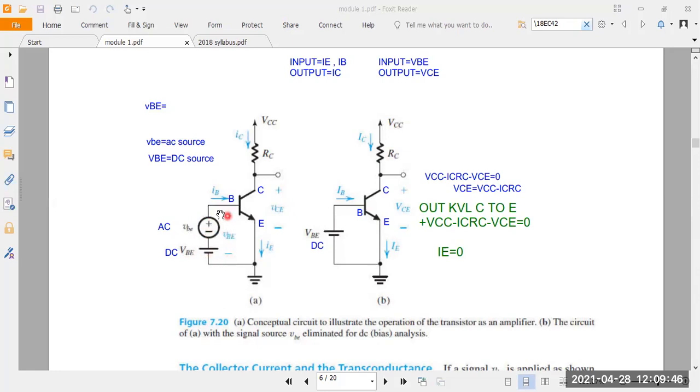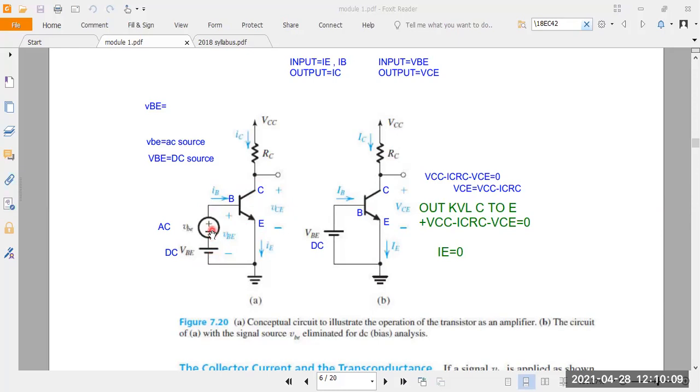We are analyzing both AC and DC combination. In between the base and emitter, because the base emitter is forward bias. The base collector is what here? Reverse bias. Remember this one. When base emitter is forward bias, we are applying two inputs. One is AC and one more is DC.